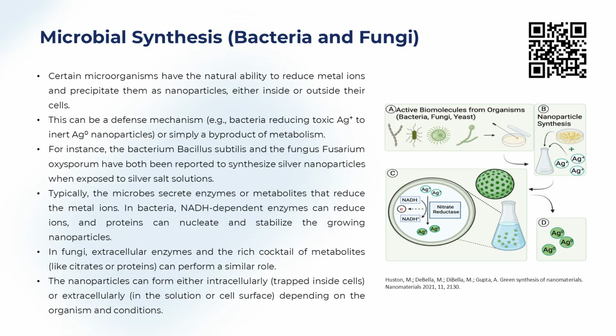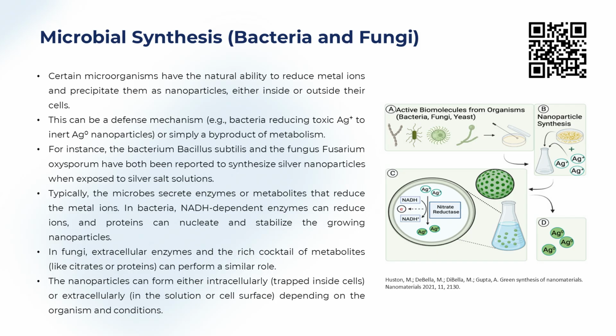There are two main groups of this green synthesis. The first one is microbial synthesis. Certain microorganisms have the natural ability to reduce metal ions and precipitate them as nanoparticles either inside or outside their cells. This can be a defense mechanism or simply a byproduct of metabolism. For instance, the bacterium Bacillus subtilis and the fungus Fusarium oxysporum have both been reported to synthesize silver nanoparticles when exposed to silver salt solutions.